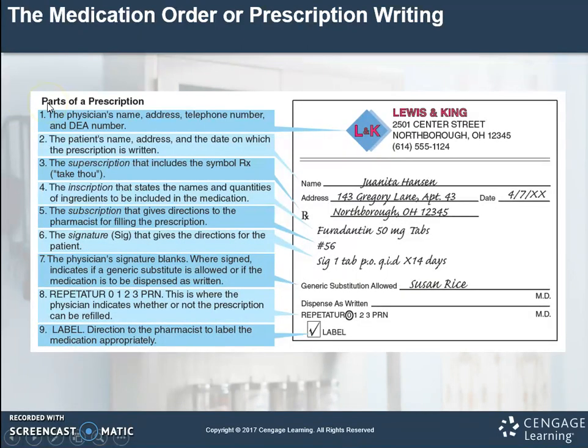So as you can see here, the different parts of a prescription: name, patient's address, the date on which the prescription was written, the drug name and strength, as well as how it comes, the number of tablets, and the directions. Here you see generic substitution allowed. That means they're allowed to use the generic if there is one. If they weren't, they would put here dispense as written, meaning you can only dispense the brand. Then refills, and label, a direction to the pharmacist to label the medication appropriately, signed by the doctor. Also on here is the doctor's office and location, as well as a telephone number.